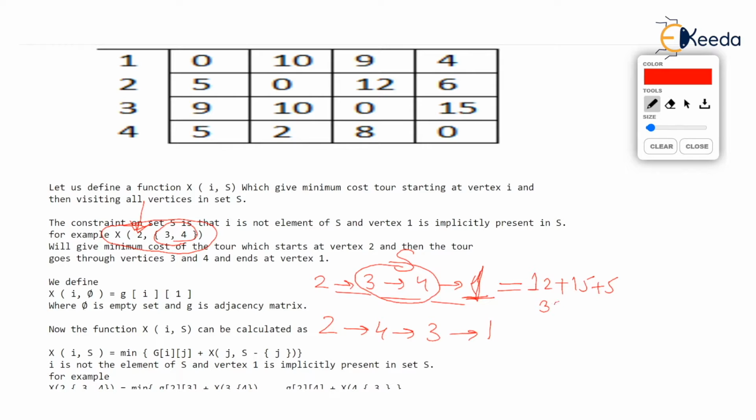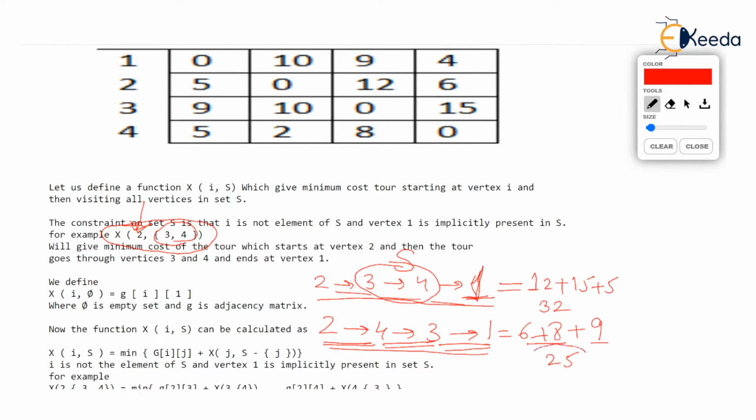And the second travel is 2 to 4. You observe 2 to 4 is 6 in the matrix, and 4 to 3 is 8, and 3 to 1 is 9. So this is going to be 16 plus 9, which is 25. Now, these two travels were possible from 2 to 1, having intermediate vertices as 3 and 4, isn't it? You can either take 3 4 or 4 3, and the best out of that was 25.